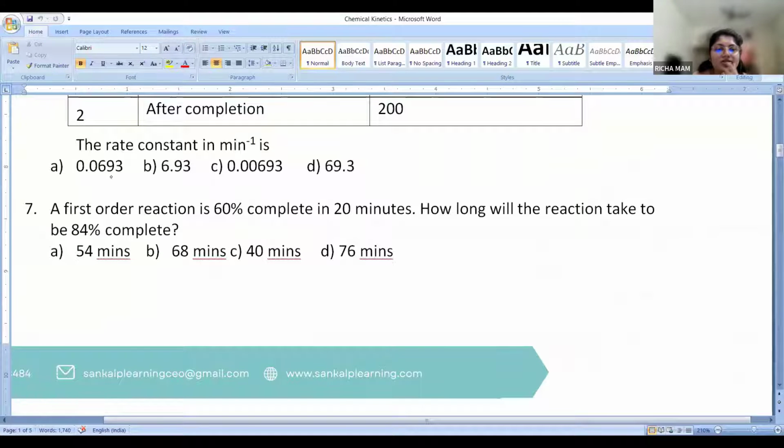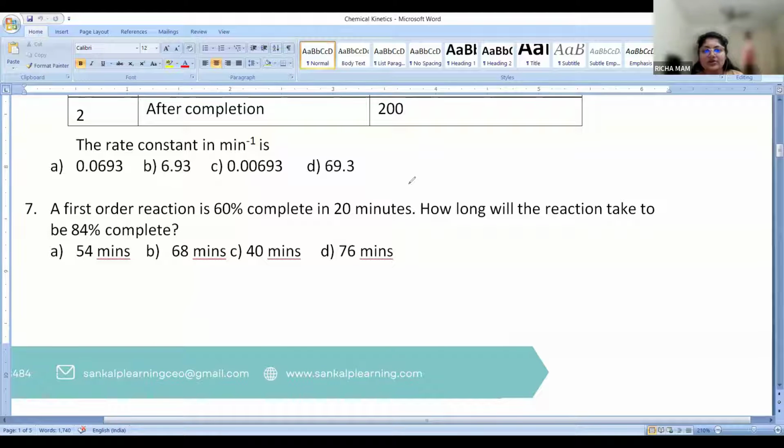Next question. A first order reaction is 60% complete in 20 minutes. How long will the reaction take to be 84% complete? This is very important, such questions.